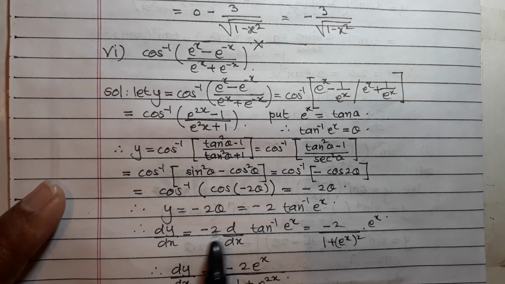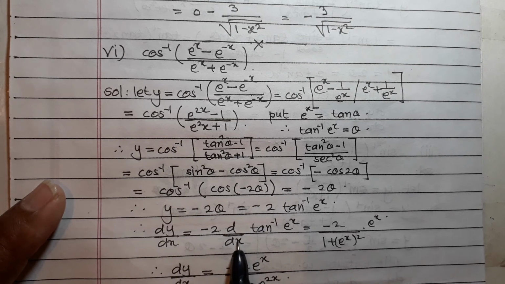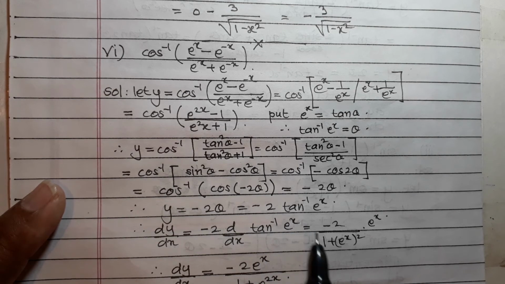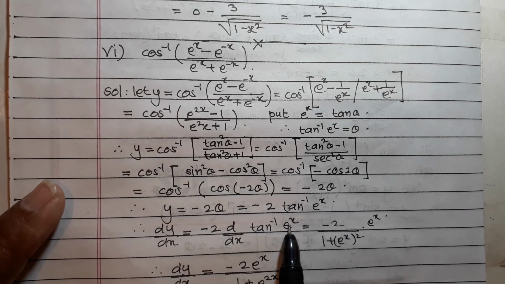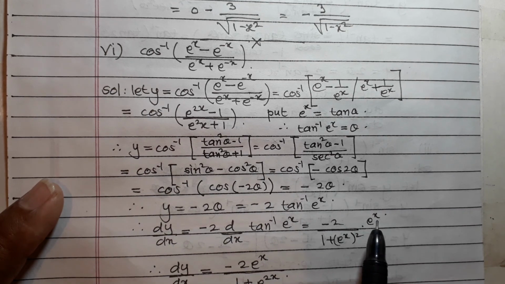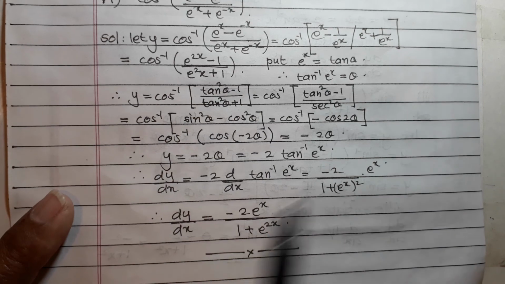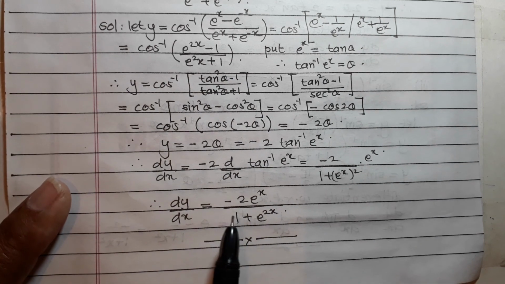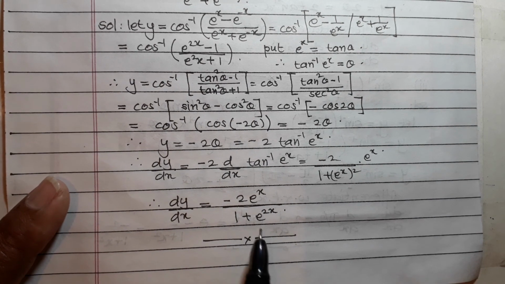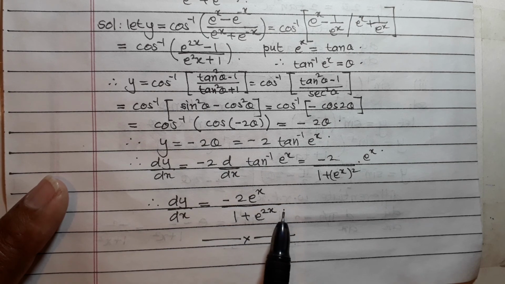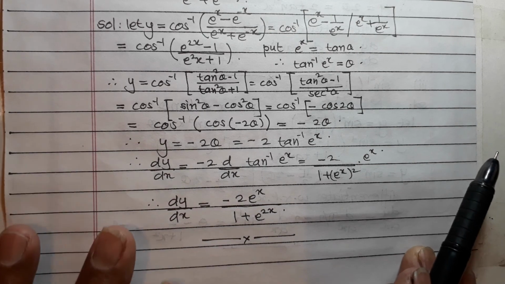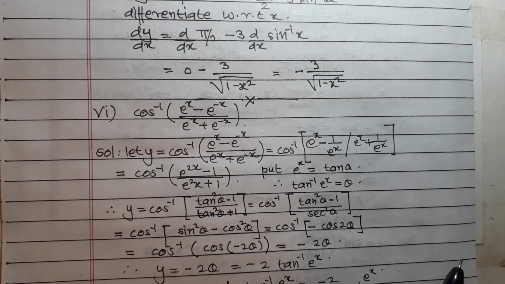dy/dx is equal to minus 2 d/dx tan inverse e raised to x, which is equal to minus 2 upon 1 plus (e raised to x) square, and again the derivative of e raised to x is e raised to x, and therefore dy/dx is equal to minus 2 e raised to x upon 1 plus e raised to 2x. Okay. Now today it is enough.